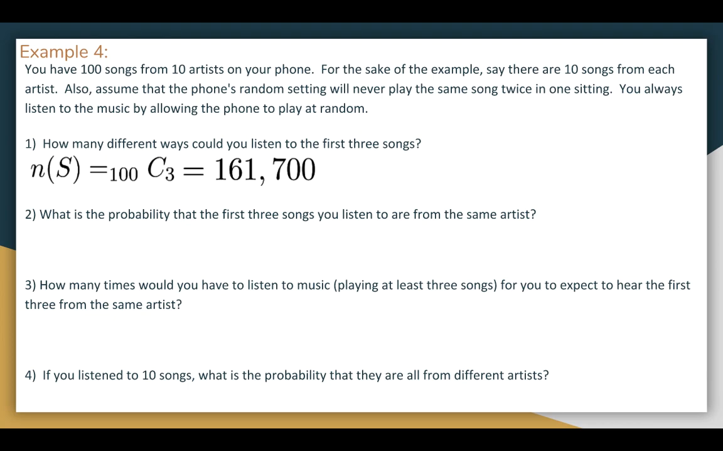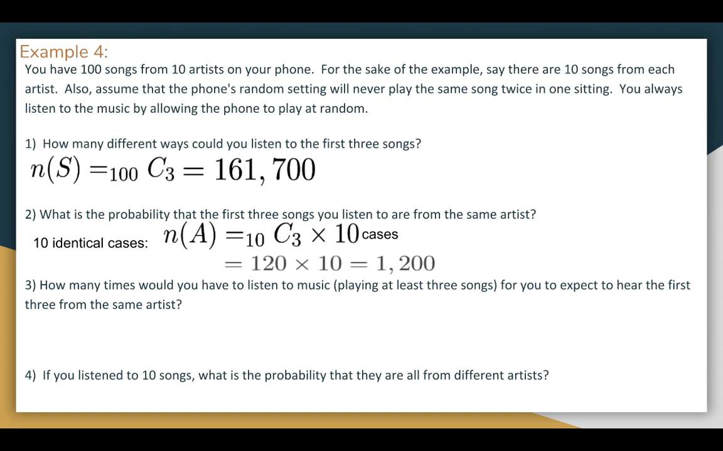Probability that the first 3 songs you listen to are from the same artist. So let's just do it for one artist first. Out of their 10 songs, we're going to choose 3 songs. But then there would be 10 cases, 10 of the exact same case. So you could say 10 choose 3 for each artist, and just add them up. And that's 1,200.